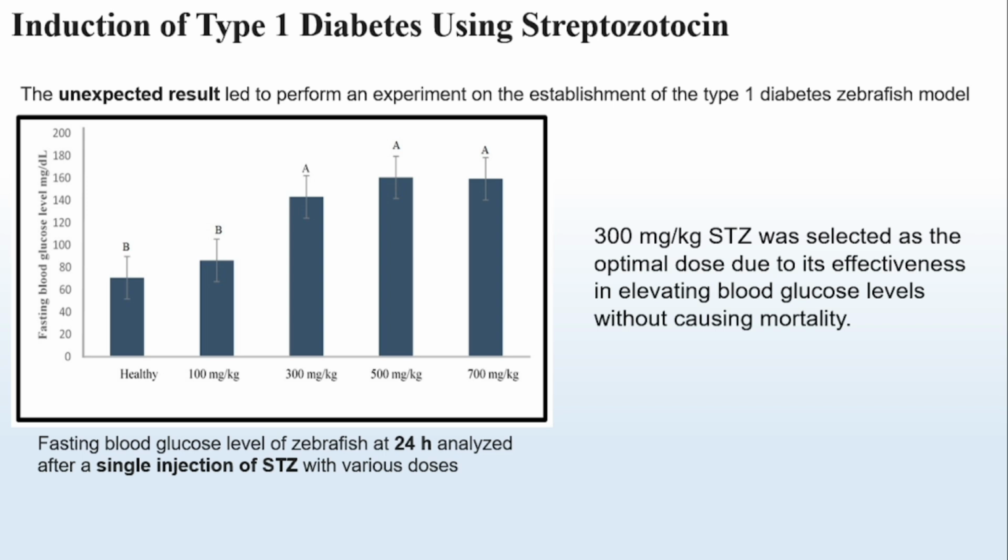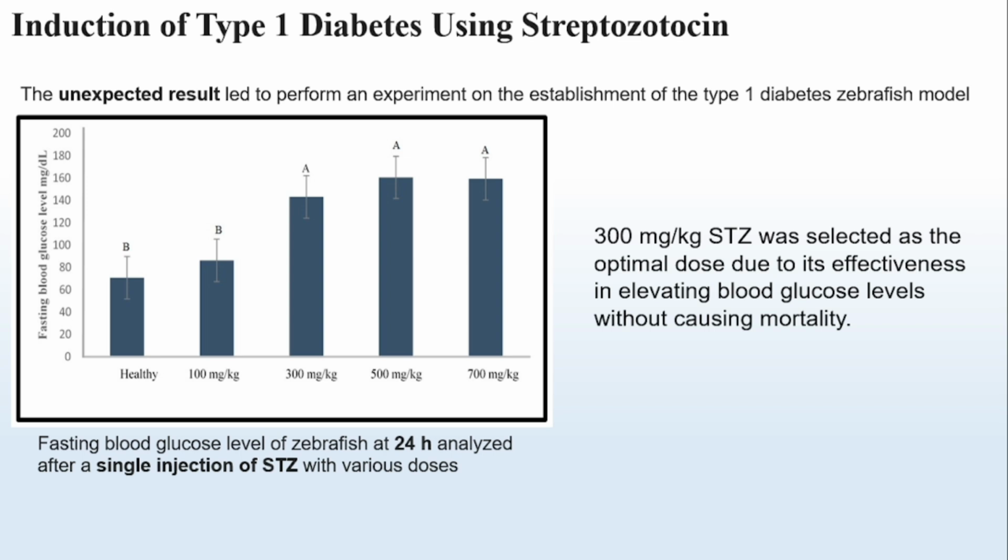So they varied the STZ dose to study it. 100, 300, 500, and 700 milligram per kilogram were evaluated in the figure right here. We also measured the blood glucose of the zebrafish at 24 hours after a single injection of the STZ with various doses. The difference from the previous protocol is that they only inject the STZ one time, whereas previously they injected multiple times at different time points.